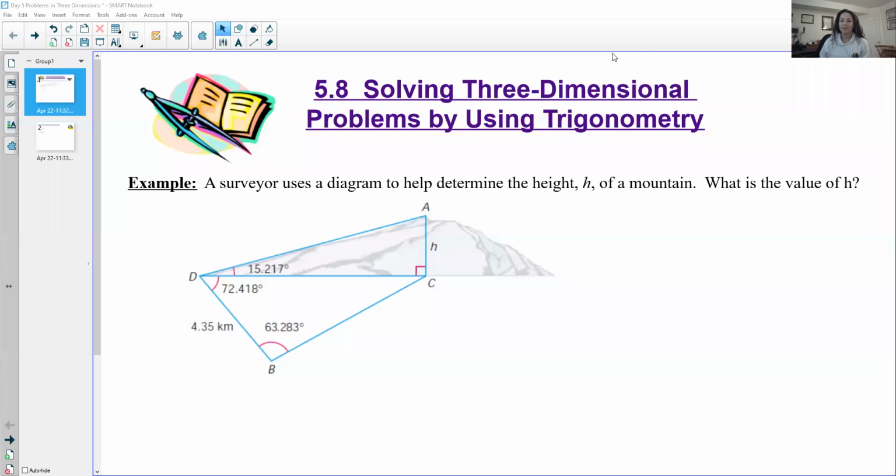Good morning again, guys. Welcome to day 5, where we're going to be problem solving in 3 dimensions today for our trigonometry unit. This is section 5.8 in your textbook. Your textbook's great for this one, so we're going to go here. To be honest, it's pretty straightforward.